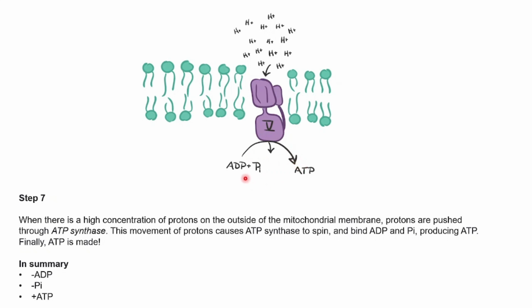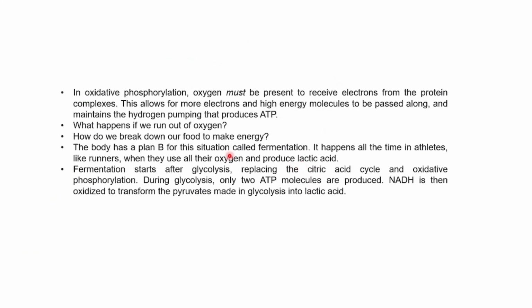So in summary, one ADP is taken in, one inorganic phosphate is taken in, and ATP is produced. So this is what happens in oxidative phosphorylation. As we already discussed, oxygen needs to be present. It's a must to receive electrons from the protein complexes, and this allows for more electrons and high energy molecules to be passed along, and this maintains the proton pumping that ultimately leads to ATP formation.